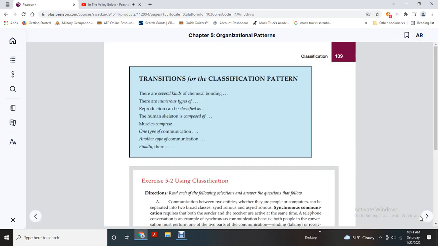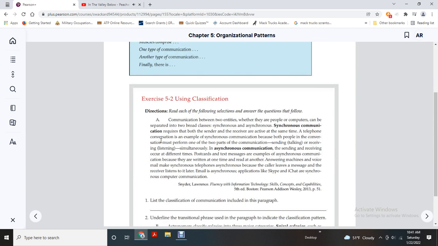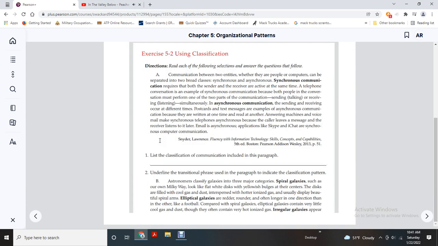Alright, transitions for classification patterns. There are several kinds of chemical bonding. There are several kinds for classification of chemical bonding. Numerous types of reproduction can be classified as. Human muscles are composed of. Muscles comprise one type of communication, another type of communication. Finally, classification patterns use phrases such as several kinds, number of types, classified, composed of, comprise, one type, another type. We're going to skip exercise 5.2.